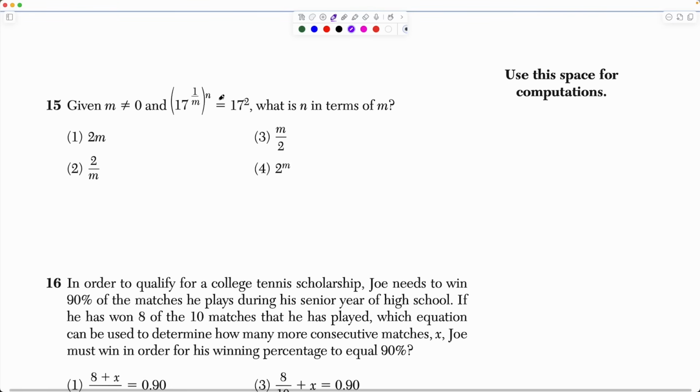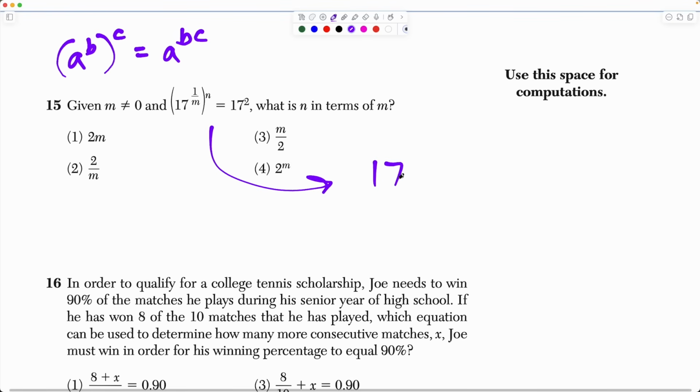Question 15, given m is not equal to 0 and 17 to the 1 over m to the n power equals 17 squared, what is n in terms of m? So for this one, the rule to know is when you have a to the b to the c power, that's equal to a to the b times c. So this equation I could rewrite and say this is 17 to the 1 over m times n. And that's going to be equal to 17 to the second power.